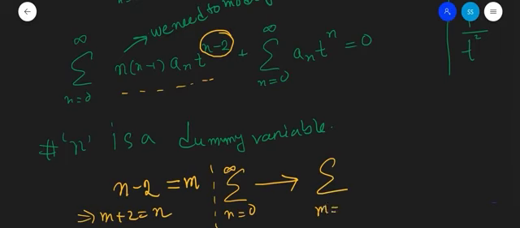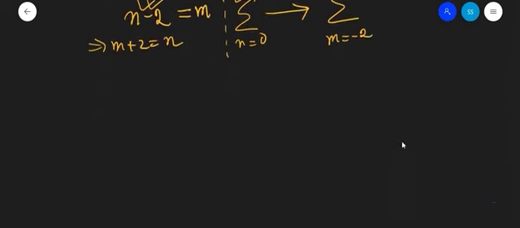So this will start from m equals minus 2, and when n is infinity, m is also infinity, so this will simply be from m equals minus 2 to infinity, and n is just m plus 2. So if you use this replacement, n minus 2 equals m, what we will now have is something like this.